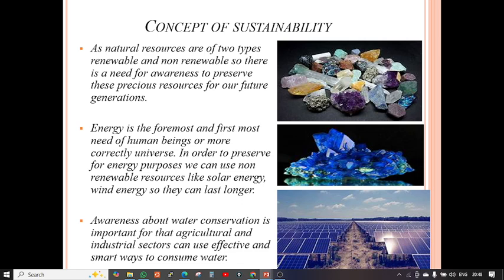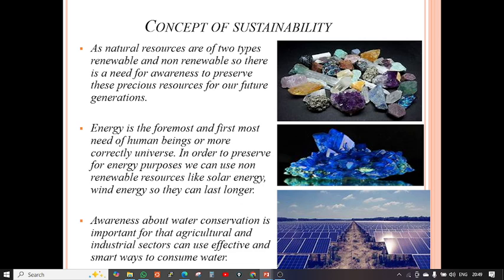We will also have these types of energy in your courses in the next semester, perhaps as green energy. We will discuss more details on this energy. So there are huge numbers of non-renewable and renewable energy sources. Then awareness about water conservation is important for the agriculture and industrial sectors, and for effective, smart ways to consume water. We cannot live without water, but we must use it in a proper way, not wasting it. So there are campaigns: save water, save life.